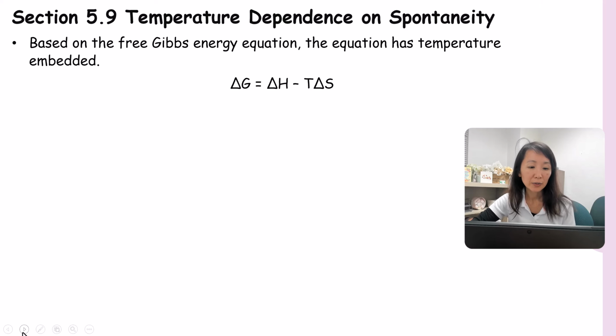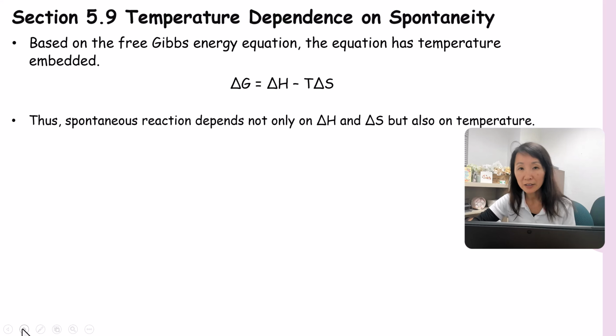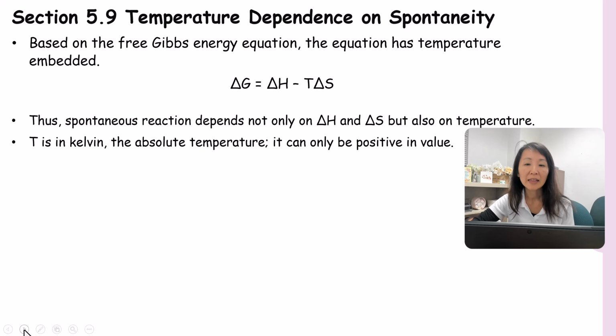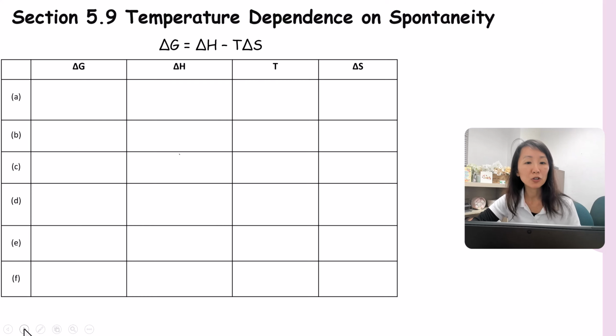So again, to reiterate, the spontaneous reaction not only depends on the delta H and delta S, but also on the temperature. And that temperature will be in Kelvin. And that temperature also will always be positive. You can't have a negative Kelvin because absolute zero, or 0 Kelvin, is the lowest state for all of these molecules. Knowing these components, I came up with a chart that organizes spontaneity depending on what that temperature might look like.